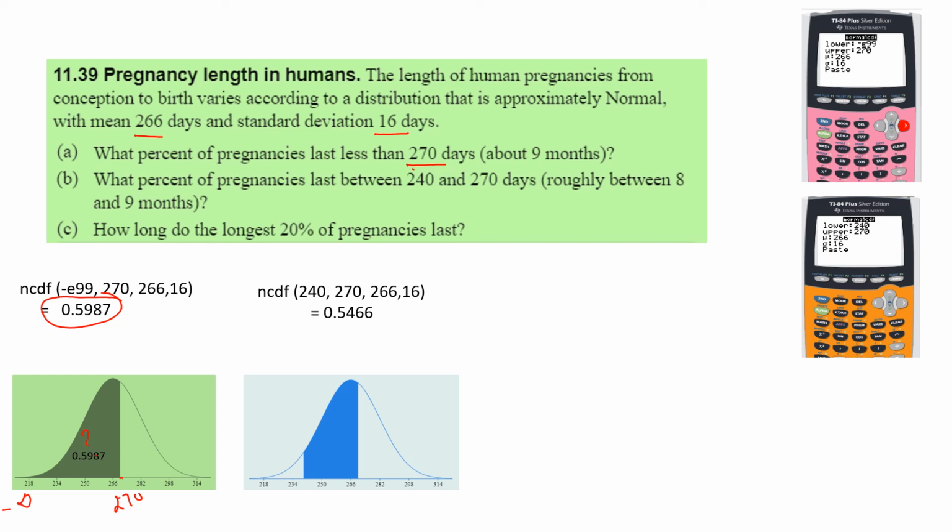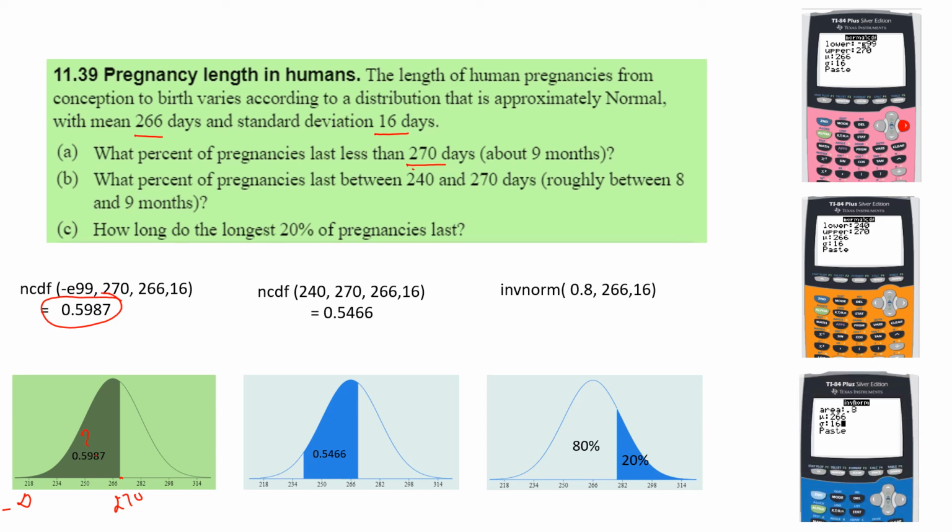The last question: how long do the longest 20% of pregnancies last? For that, we need to find the top percentage, which is 20%. But when we are using the table or the calculator, we need the area to the left of it. So the area to the left is 80%. We have to use the second key, inverse norm, area to the left in decimal, 0.8, 266, 16. Use your calculator and your answer is 279.47 days, or it is more than 279 days.